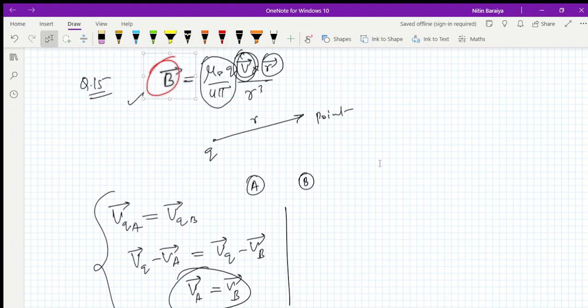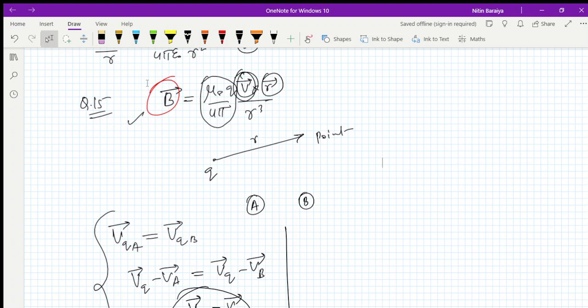Again, I'm repeating this question. Let's see it again. When we apply this formula, what is B vector? It is the magnetic field. V vector is the velocity of the charged particle with respect to the observer.